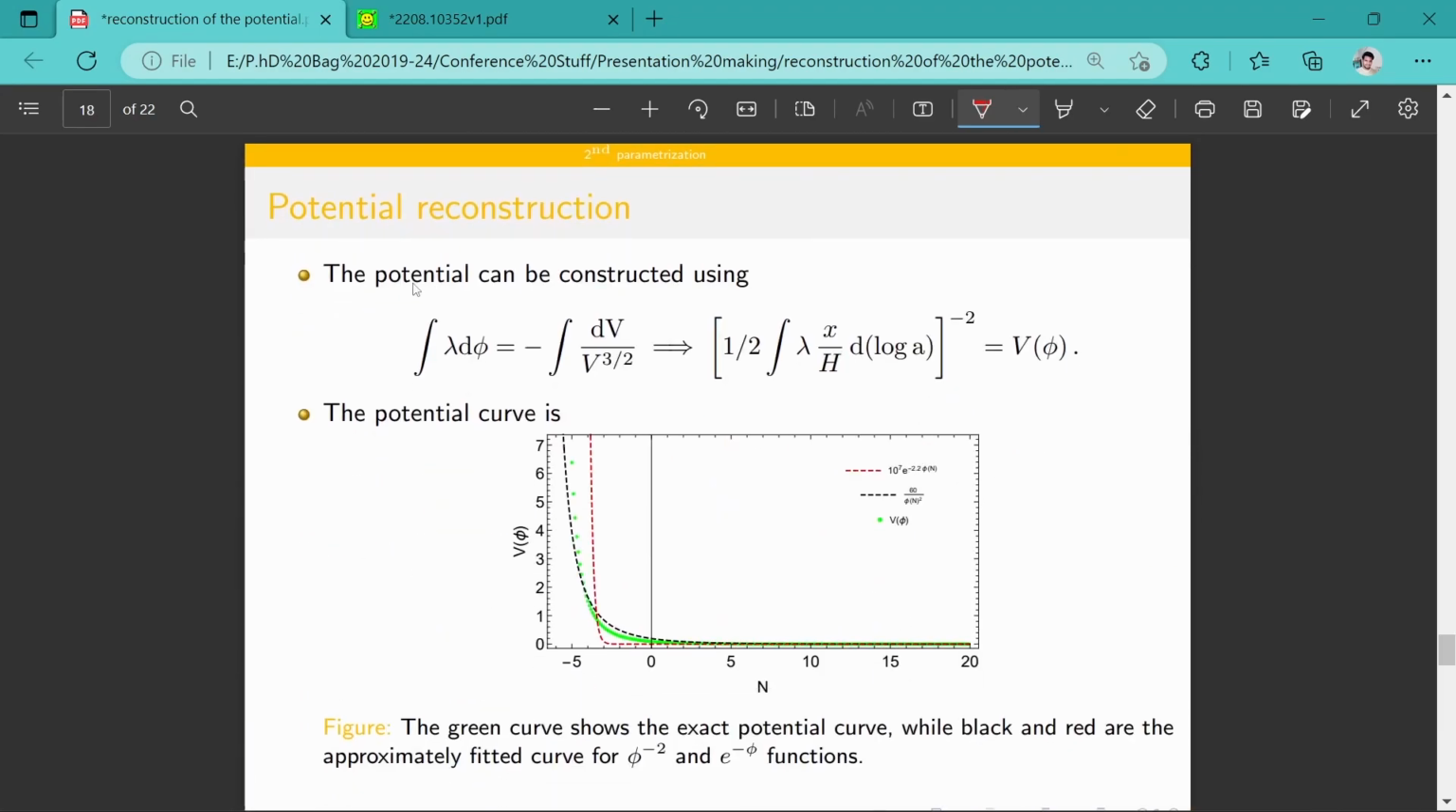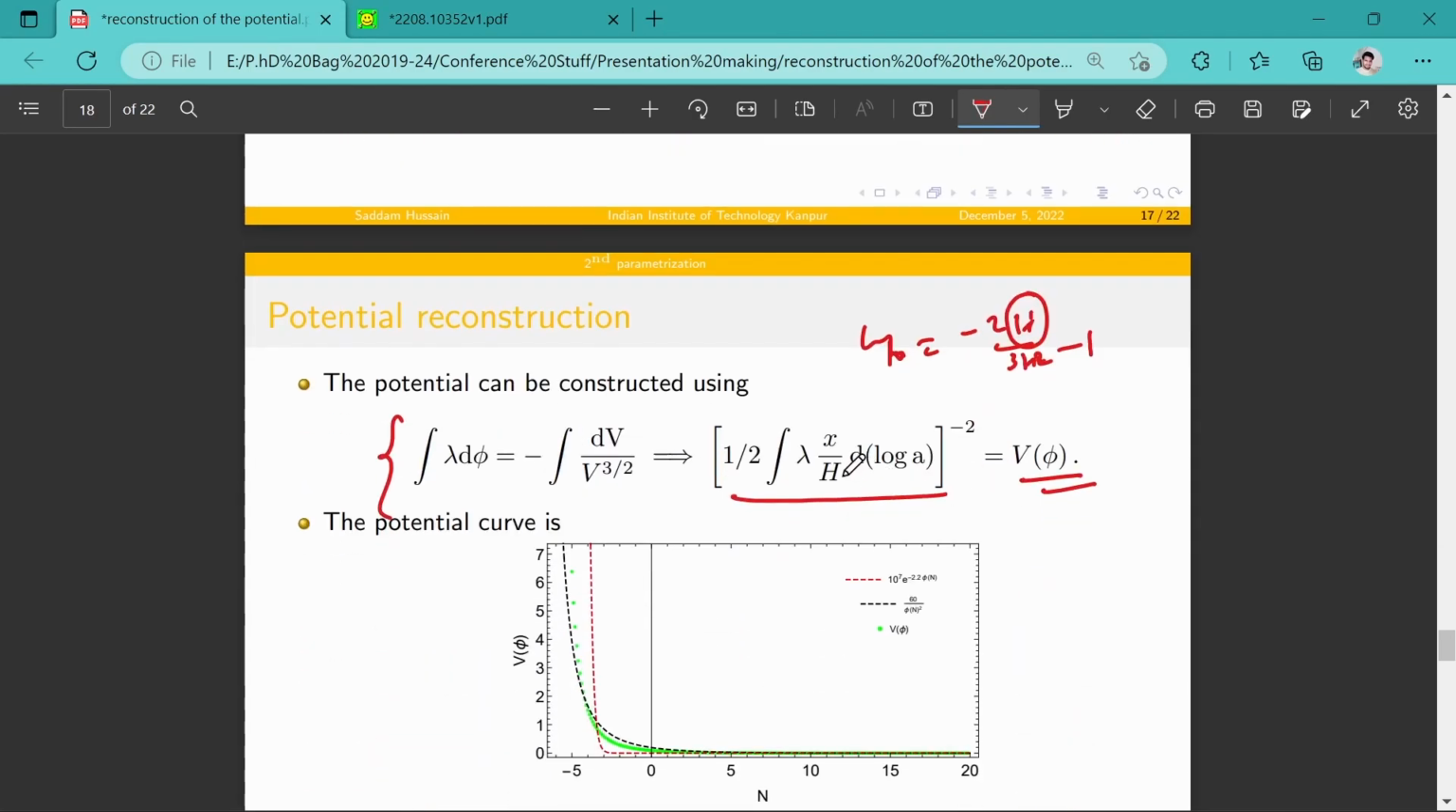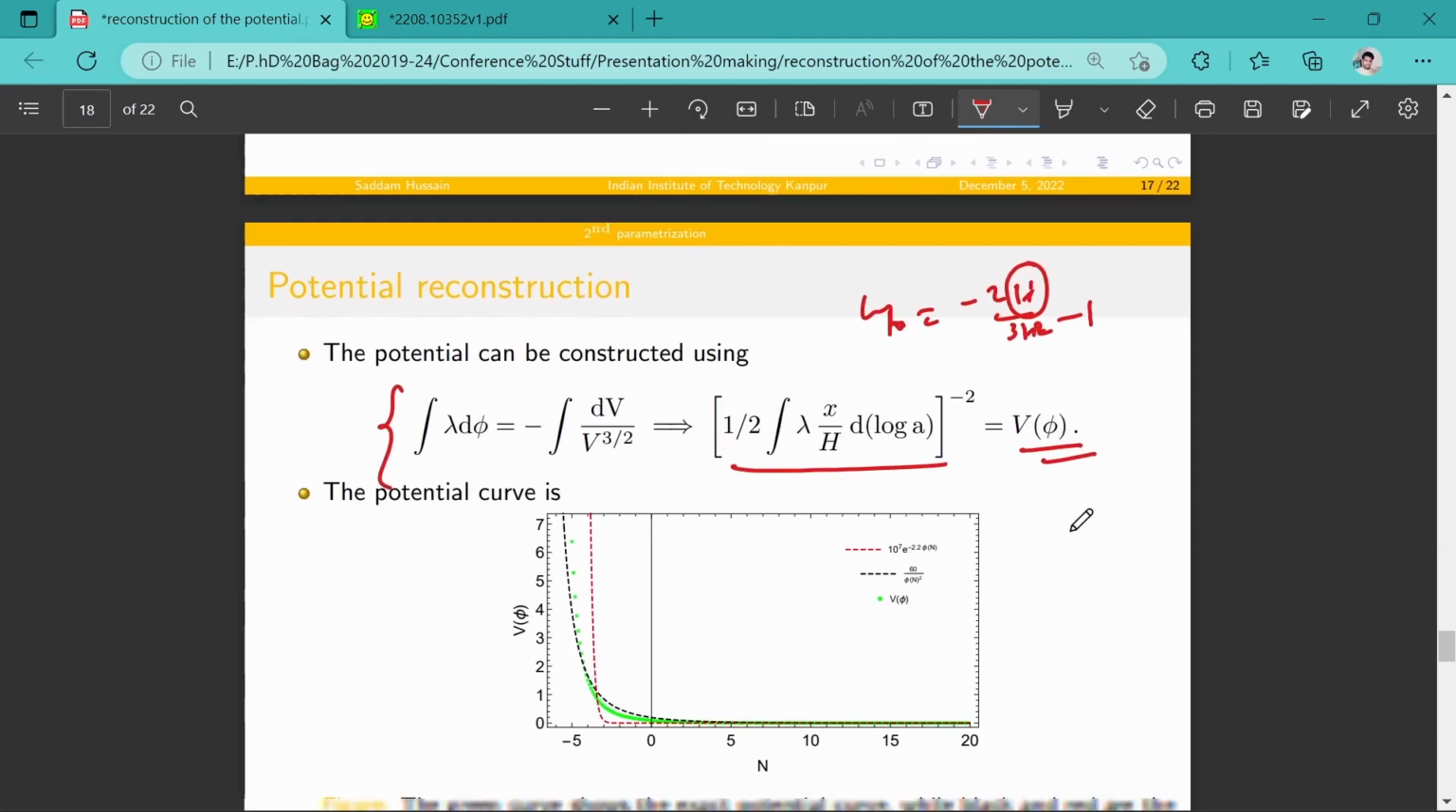Now, one can also consider the potential, because we have the lambda, and from here we understand what the v phi is. So from the omega total, you have -2h dot by 3h square minus 1. Again, this is a differential equation. Omega total, we know the solution of omega total. It looks like this one. And from here we know the solution of h. We know the x lambda. So from here we can easily construct v phi.